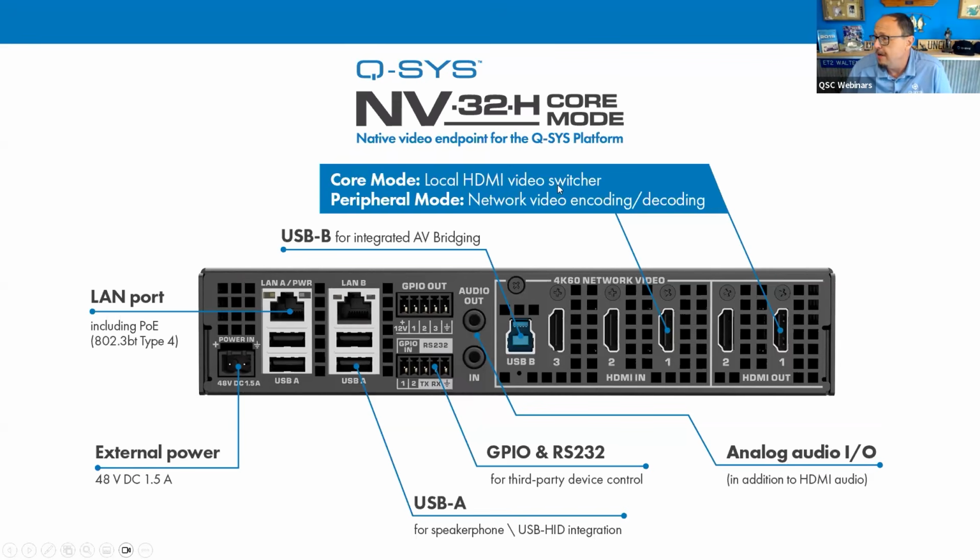Next along the line, we have HDMI. This is in core mode here. So this is when we start getting differential. In core mode, we have a local 3x2 HDMI switcher. But in peripheral mode, it would either be set up as an encoder or a decoder. And we're going to dive a little bit more into that as we move along.